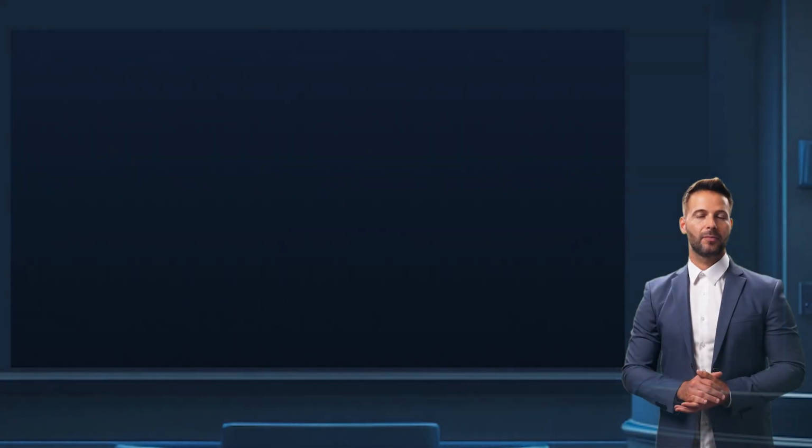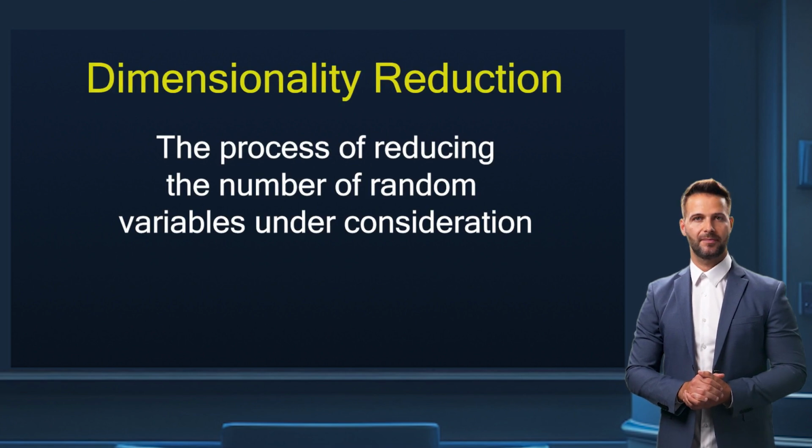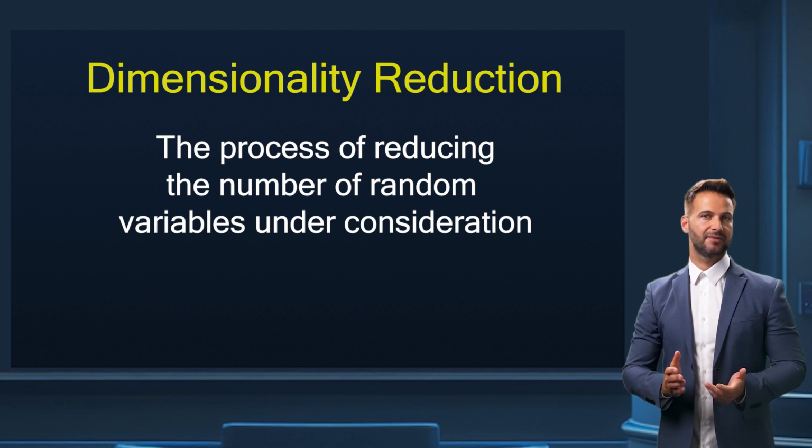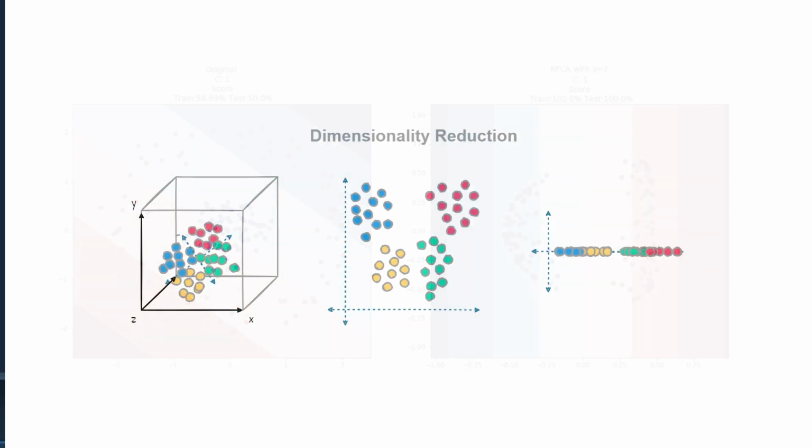So first things first, a reminder. What is dimensionality reduction? Dimensionality reduction refers to the process of reducing the number of random variables under consideration. This allows us to obtain a set of principal variables. It is particularly useful in high-dimensional datasets.